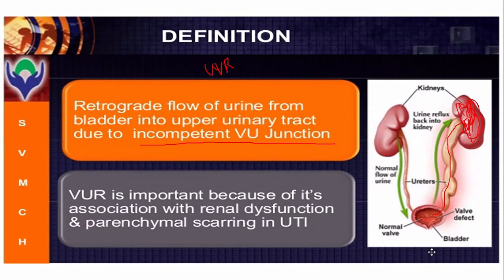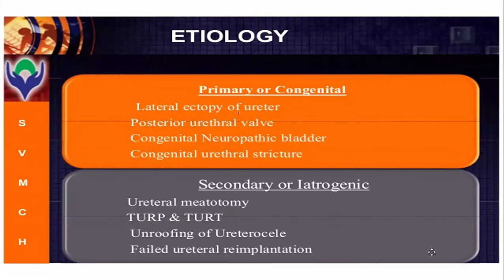Okay. What are the causes? It could be primary or secondary. When we say primary, the most common cause is a lateral ectopy of the ureter. This lateral ectopy is also associated with the development of an incompetent valve. You will see that one later on.